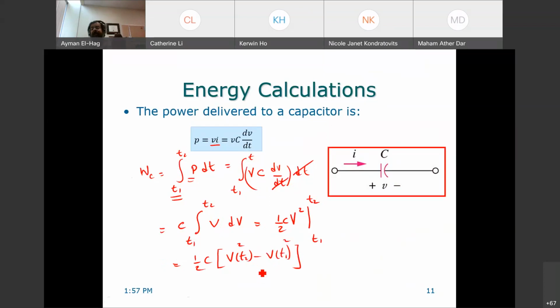Now, if we assume that the capacitor was initially not charged, there is no charge, and I'm just charging it right now without any charge before, so the energy in the capacitor will equal 1/2 C v square. This is how much energy we can store in the capacitor.